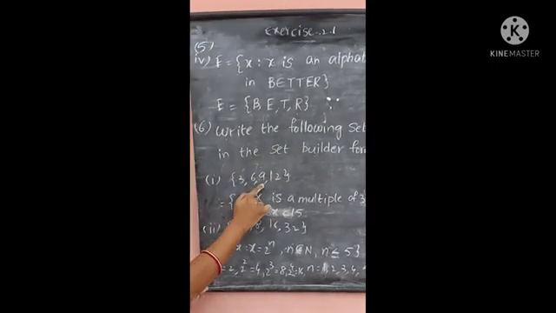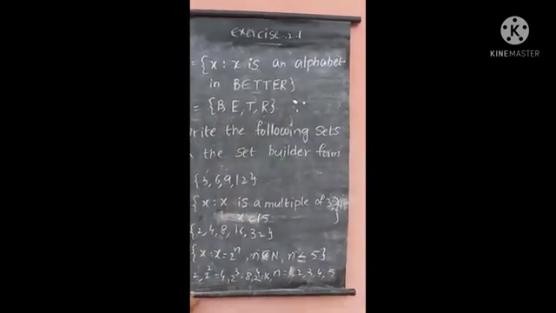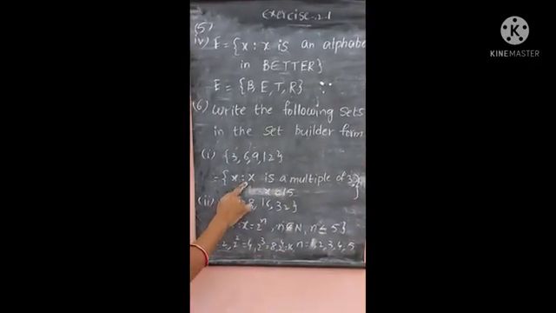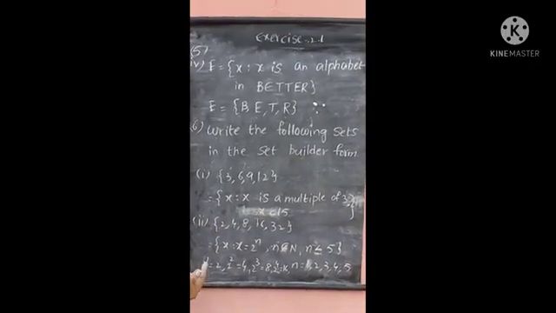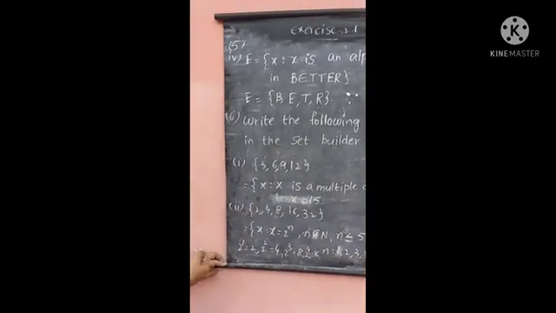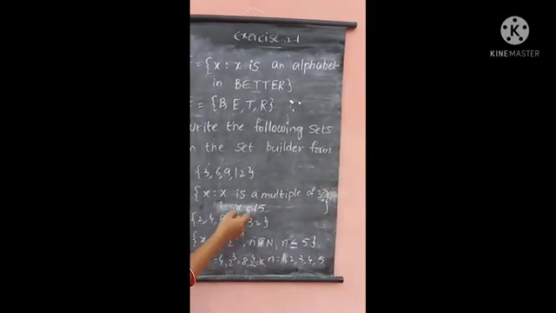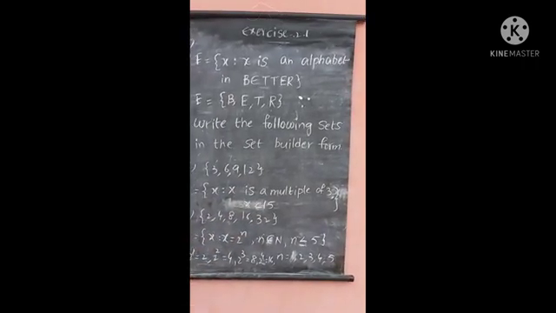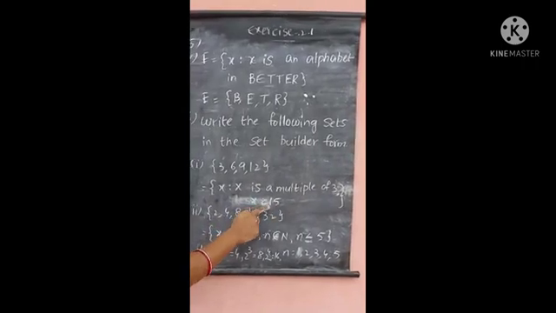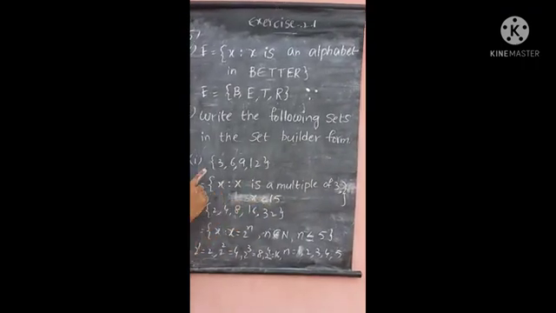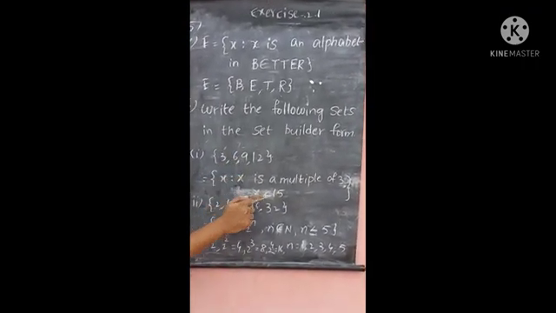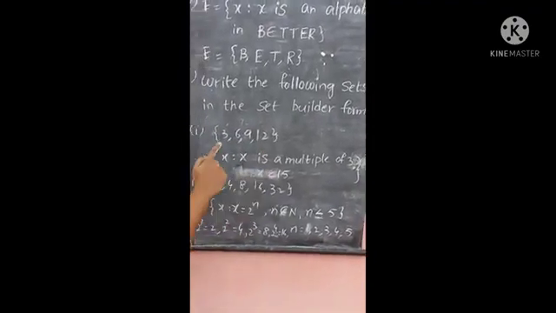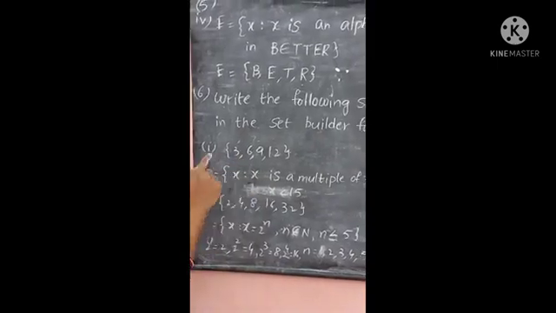3, 6, 9, 12. So how can we write the set builder form for this set? x such that x is a multiple of 3. Those are the multiples of 3 and less than 15. Below 15, the elements are given in that set. So x is less than 15. So 3 is less than 15, 6 is less than 15, 9 is less than 15, 12 is less than 15. So like this we have to write the set builder form for this first question.